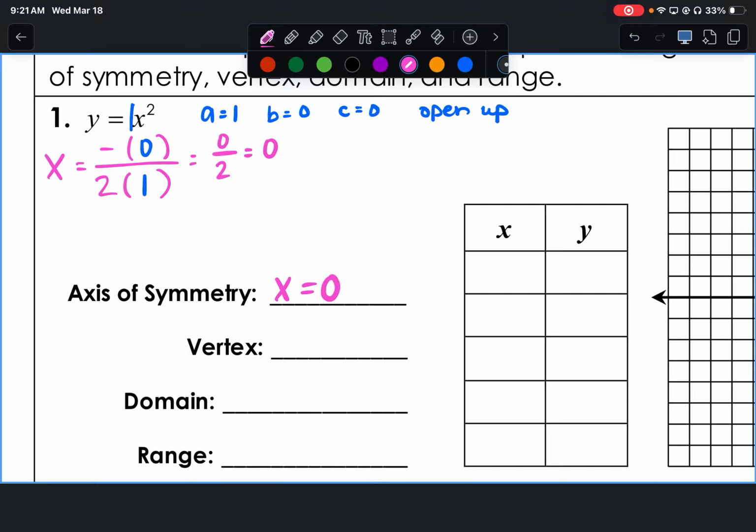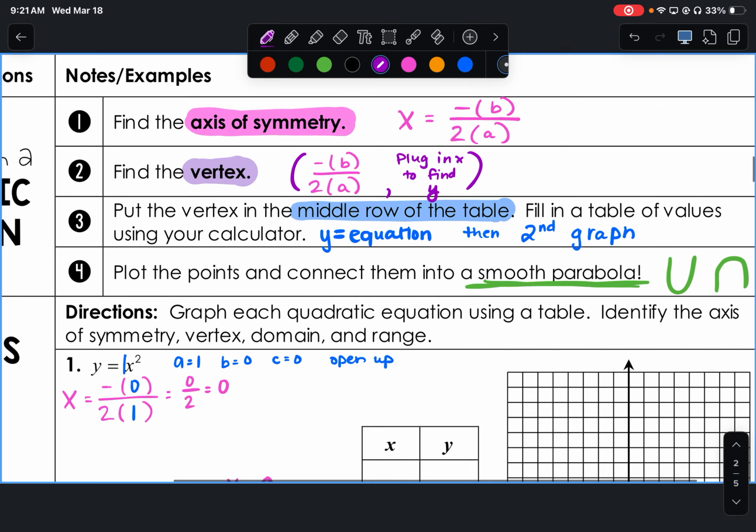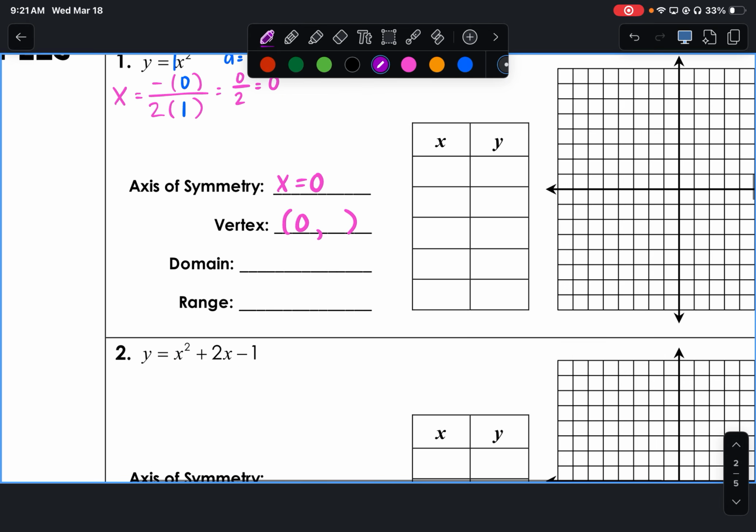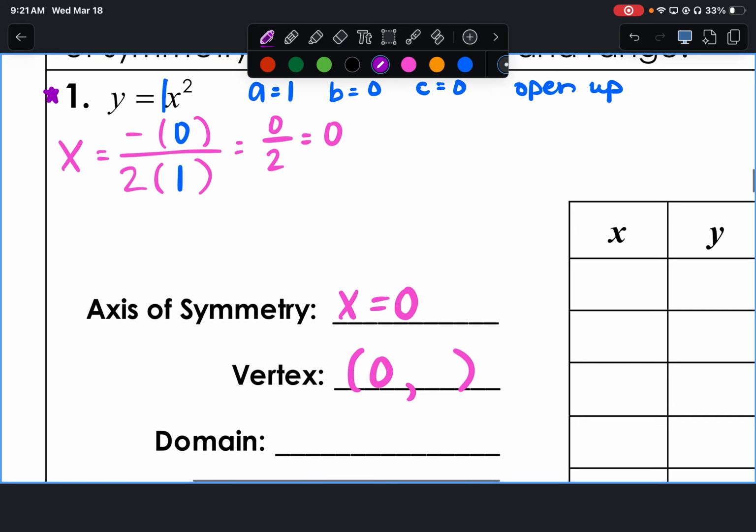Then that is also the x coordinate of our vertex. So now we have to find our y coordinate. To do that, we plug in x to find y. So we're going to look at our original equation right here. We're going to do y is equal to x squared. But what do I need to plug in for x? 0. What is 0 squared? 0. So our y coordinate here is 0.